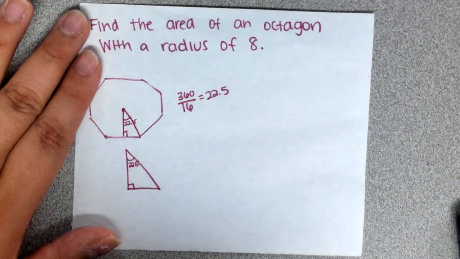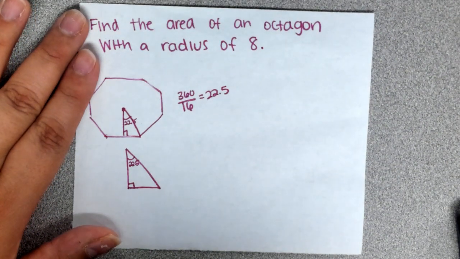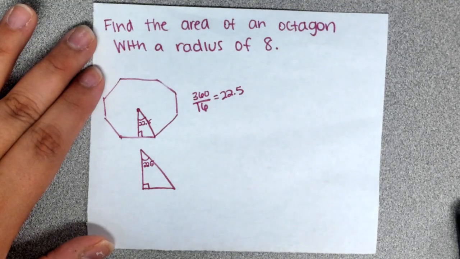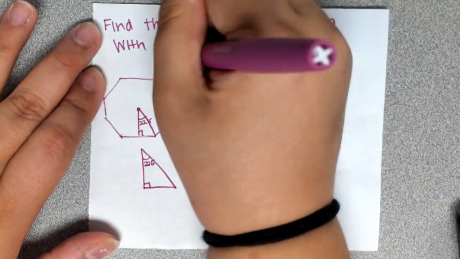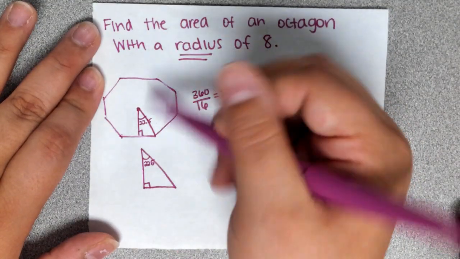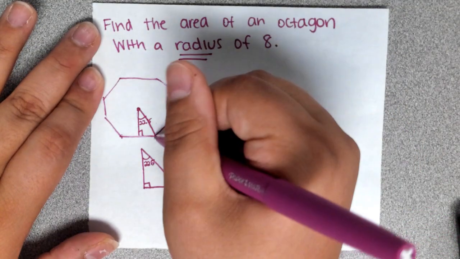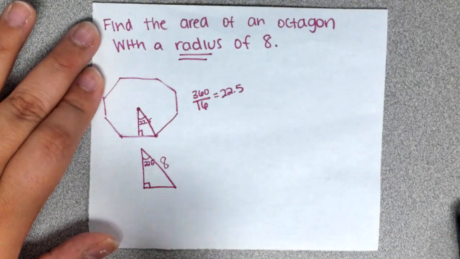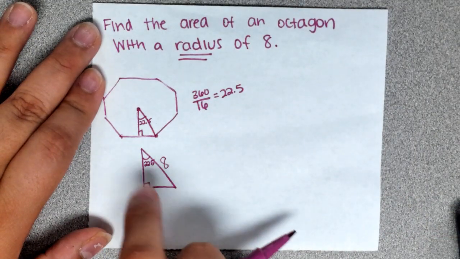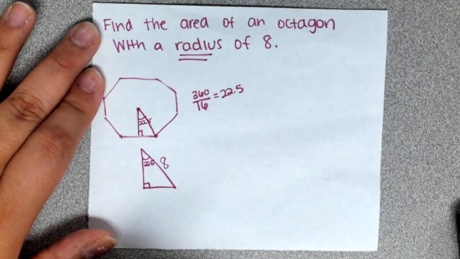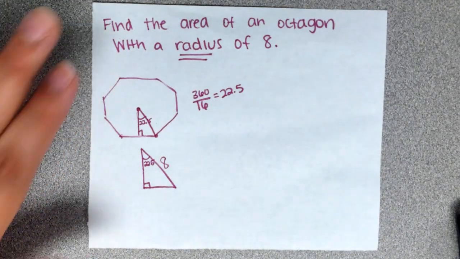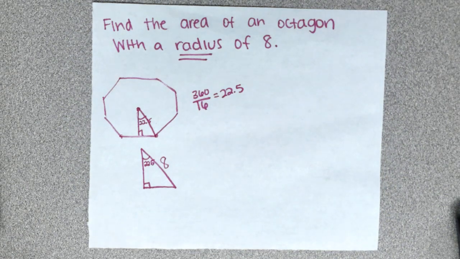What else do I know? What's 8? The hypotenuse, because it says the radius. Remember, the radius of a polygon is from the center to one of the vertices. And what do I need to find to figure this out? I need trig.